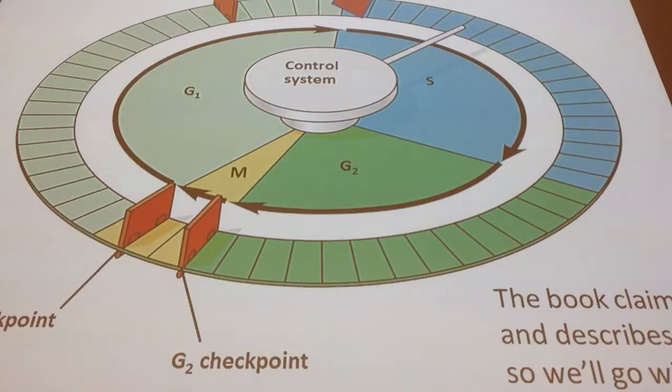Okay? So again, a cell that is performing a specific function must be in the G0 or quiescent stage. Otherwise, it's too busy going through the cell cycle. Okay? So that's what that is.